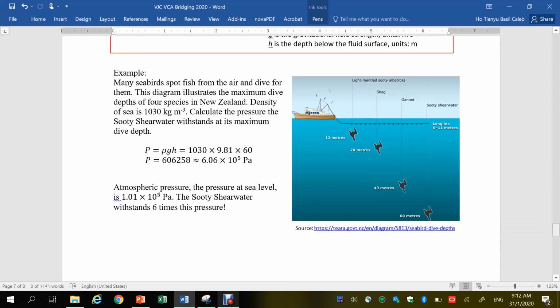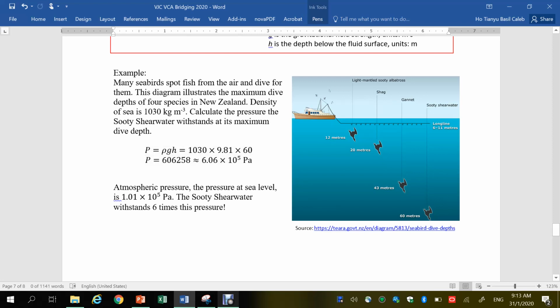So here, I found a real life example of seabirds in New Zealand. Right? If you look at the sooty shearwater, which dives to a depth of 60 meters, which is very, very deep, it has to withstand a certain pressure. What is that pressure? Well, just plug in the values.